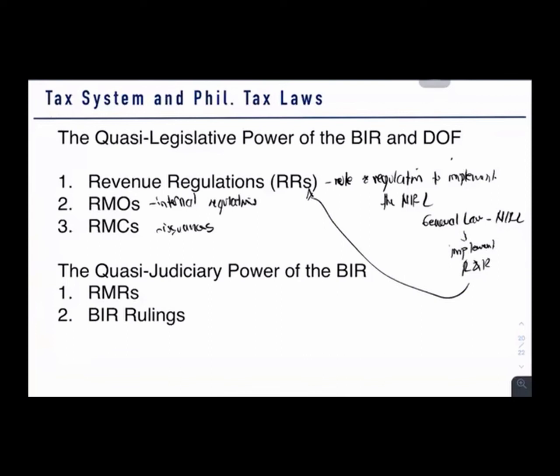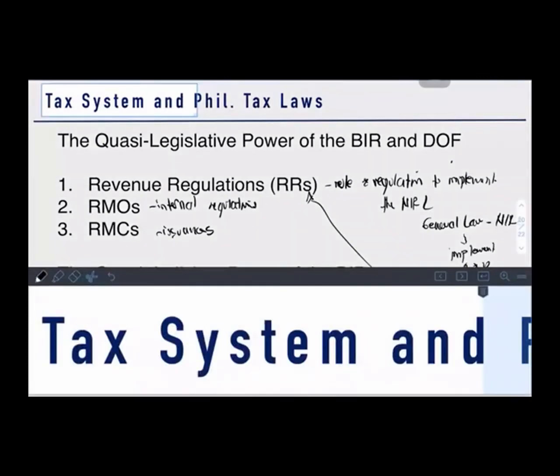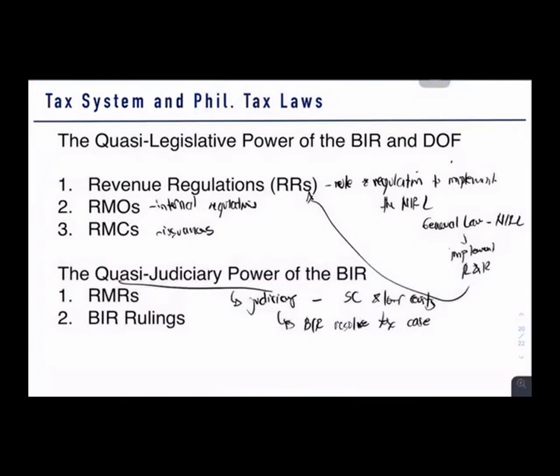So para siyang law within the BIR. So how about quasi-judiciary? So when we say quasi-judiciary, here we exercise judiciary power. But why is it quasi-judiciary? Because again, our judiciary power is within your SC and the lower courts. It is quasi-judiciary because the BIR can also resolve tax cases. Diba? Sabi nga natin kanina, pag may protest, yung BIR or yung CIR, yung magro-rule dun sa tax case na yun.